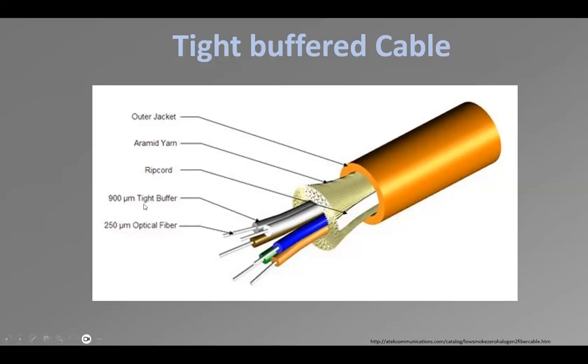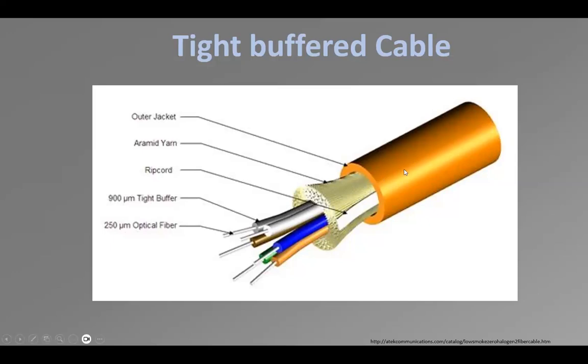Now, here is the 900 micrometers buffer, or basically the jacketing of that. Then there's the 250 microns optical fiber strand. If that's stripped, it can be stripped right down to 125 microns, right down to the cladding, and then it can be worked on. It could be put on a mechanical splice, or it could be fusion spliced to something else.